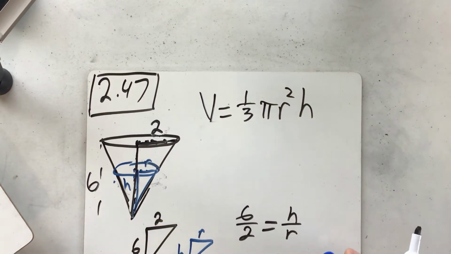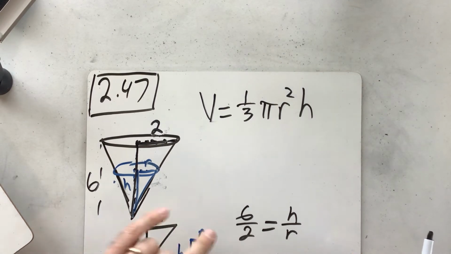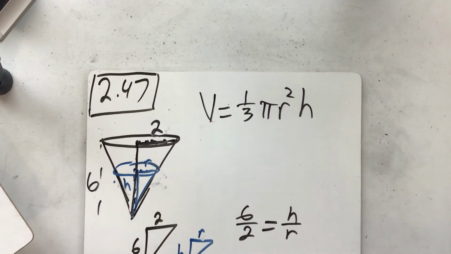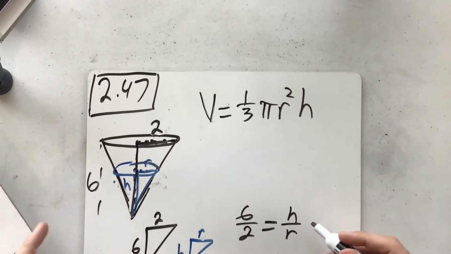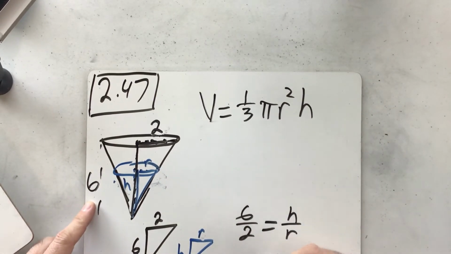You could also do 6/h equals 2/r, or h over 6 equals 2/r. But if you take the various ratios, the ratios should stay constant because they're similar. Okay, but this is good. This means that 3 times r is equal to h. But why is that good?